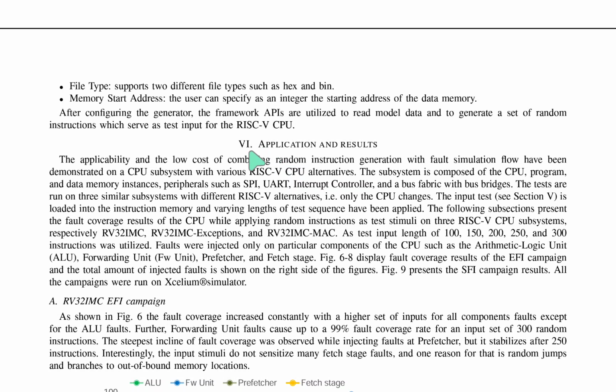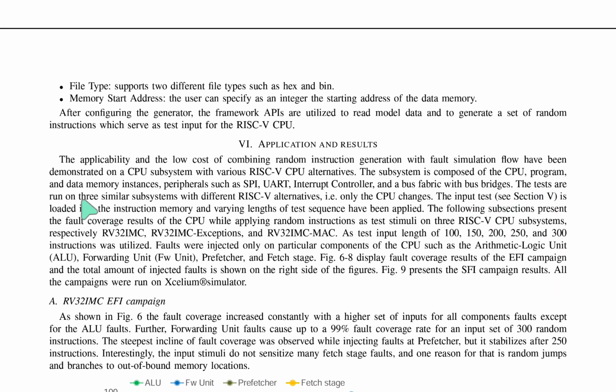Chapter 6, Application and Result. The applicability and the low cost of combining random instruction generation with the fault simulation flow have been demonstrated on a CPU subsystem with various RISC-V CPU alternatives. The subsystem is composed of the CPU and program and data memory instances, peripherals such as SPI, UART, interrupt controller, and a bus fabric with bus bridges.